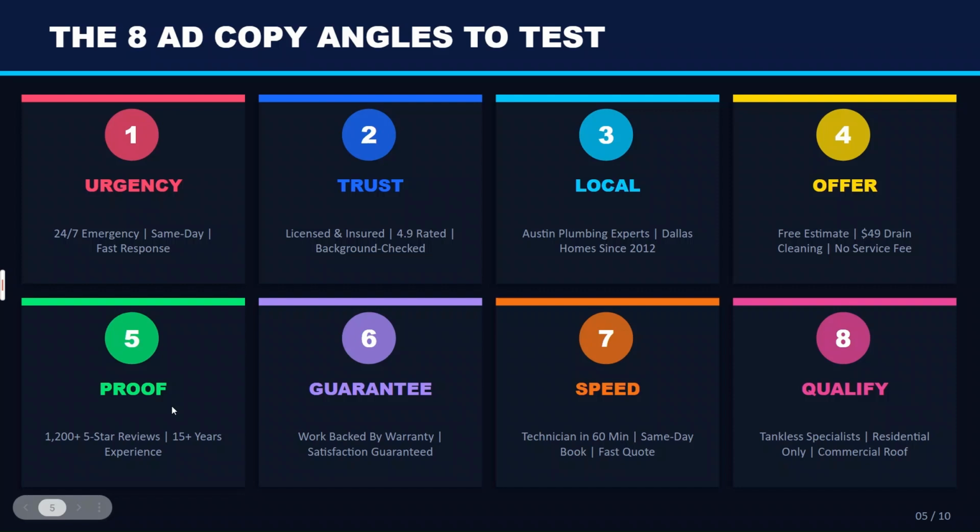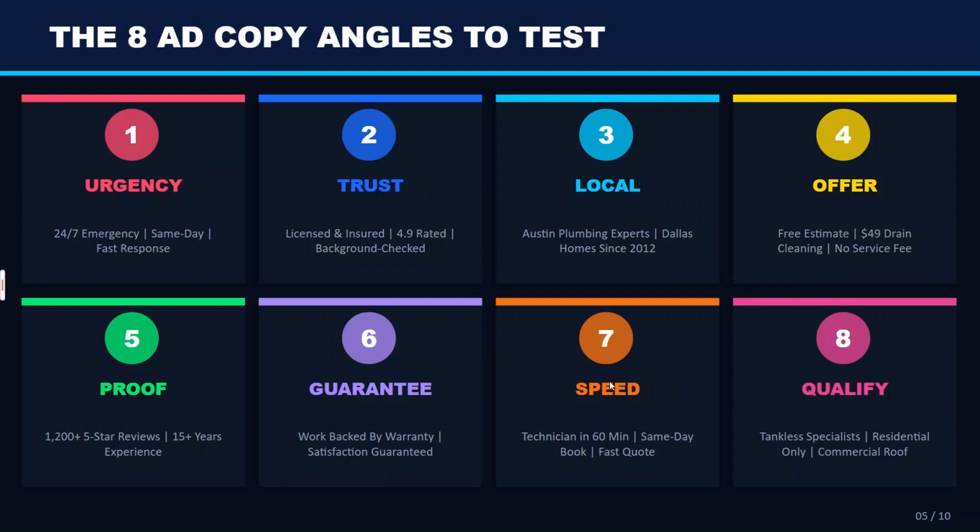And angle 5 is proof. Show the numbers: 1,000, 2,000, 5-star reviews, etc. People trust other people's opinions. And angle 6 is guarantee. Work backed by warranty, satisfaction guarantee, 10-year warranty, upfront pricing, no surprises, no hidden issues. This removes fear from the decision.